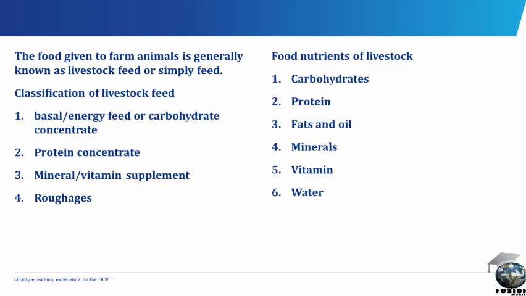Now, roughages. Roughages are feeds that have crude fiber content more than 18%. They are high in fiber. They are low in digestible carbohydrates. They are low in protein. They have poor or low digestibility. Pasture plants such as grasses and legumes form the roughages. Roughages exist in different forms such as hay, straw, silage, and silage.